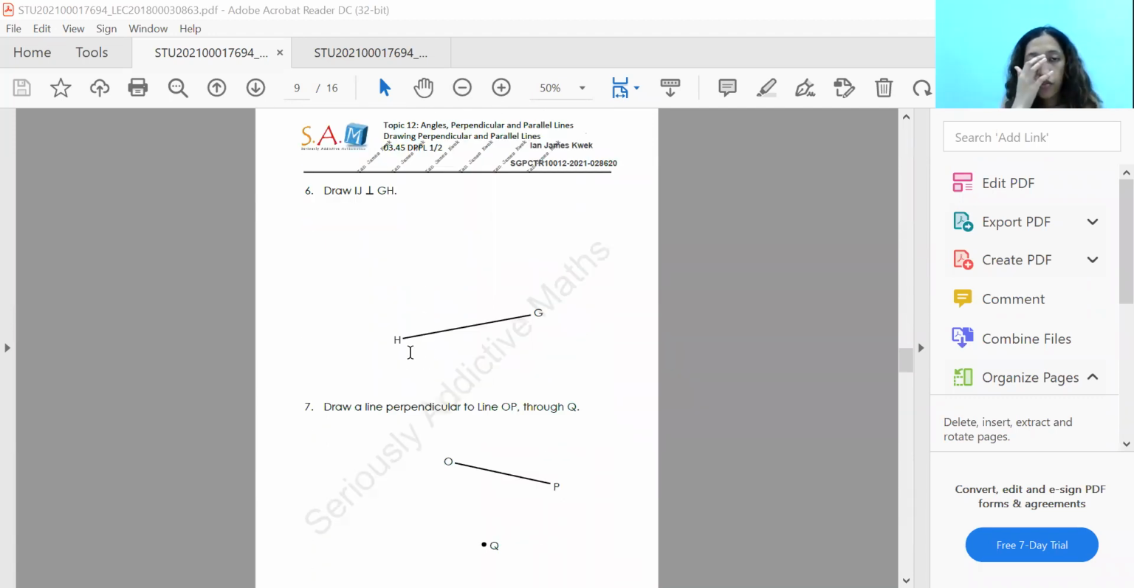Okay, let's do this. Draw IJ perpendicular to GH. Okay, do for me first. I'll go through in a bit. Okay, so IJ perpendicular to GH. So as you can see, you could draw IJ right in the middle and label it IJ. And you can put your right angle. So IJ is perpendicular to GH in this sense. All right.